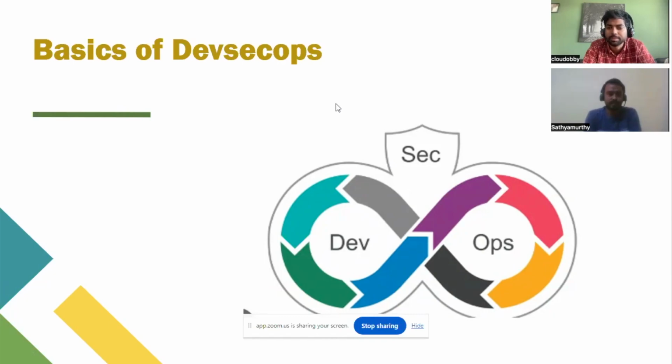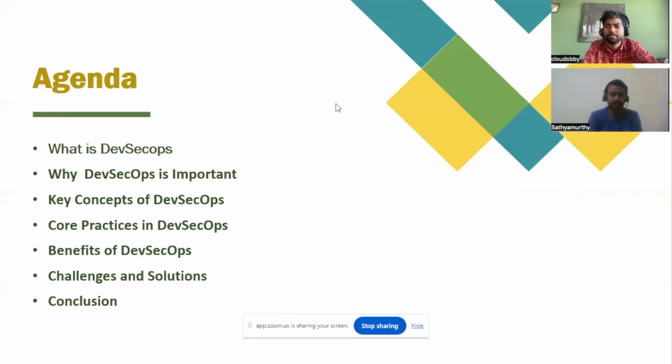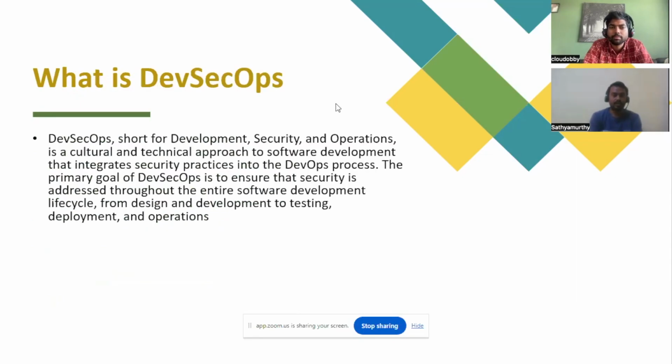Today we are going to see the basics of DevSecOps. This is the agenda. First is what is DevSecOps, second is why DevSecOps is important, and the third topic is key concepts of DevSecOps. The fourth is core practices in DevSecOps. The fifth topic is benefits of DevSecOps, and then challenges and solutions. The last one is the conclusion. Moving to the next slide.